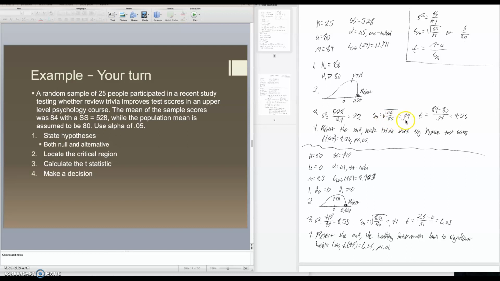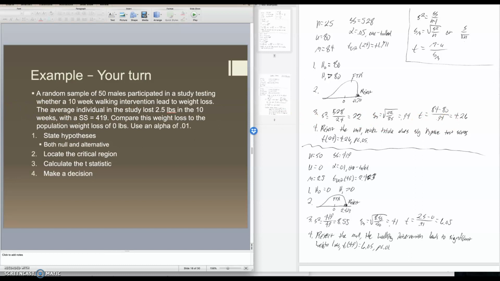0.94. Take that estimated standard error, put it on the denominator here of our t-test, 84 sample mean minus population mean of 80 over 0.94, we get 4.26. And then stating our conclusion, we would reject the null. We would say that the trivia does significantly improve test scores. t(24) = 4.26, p < 0.05.